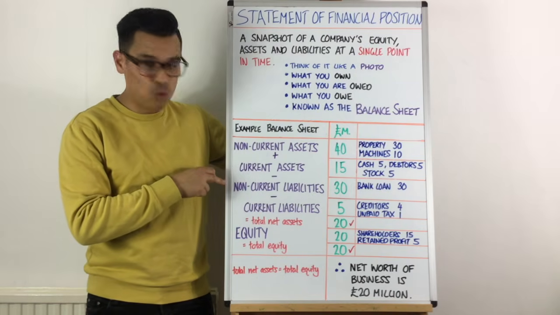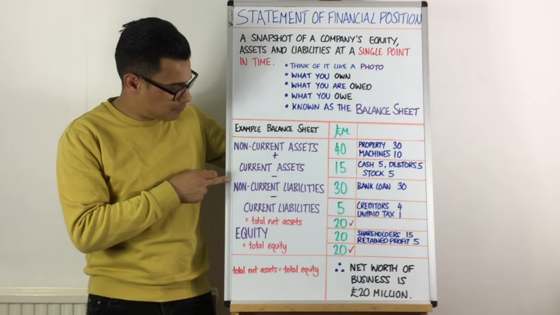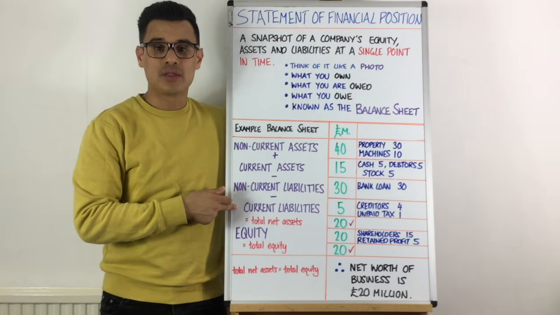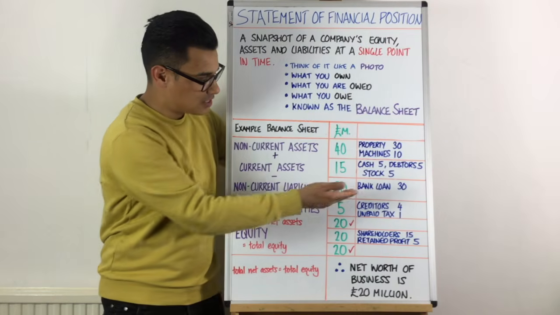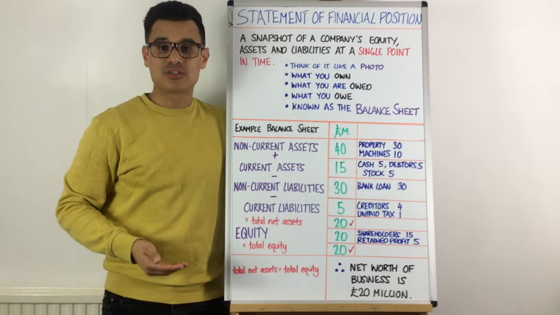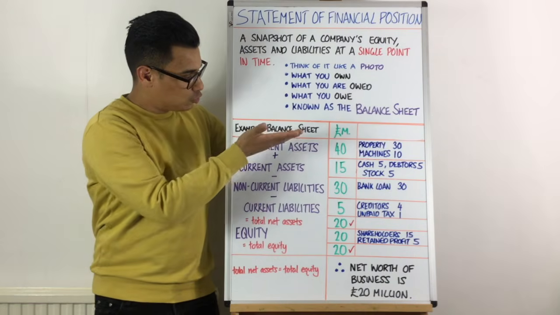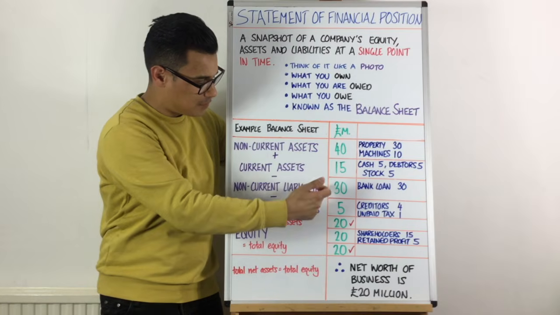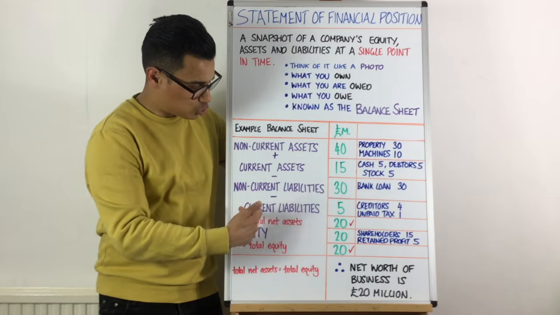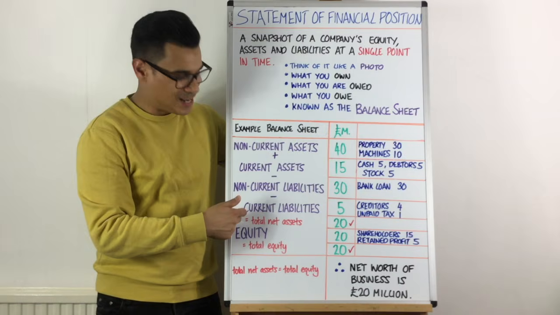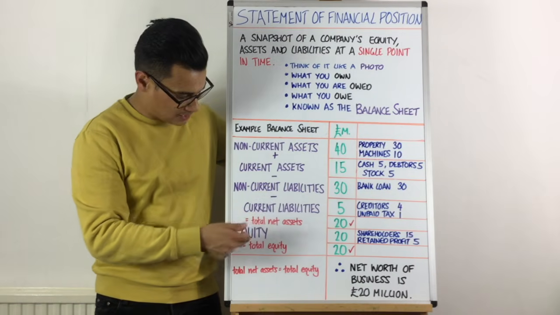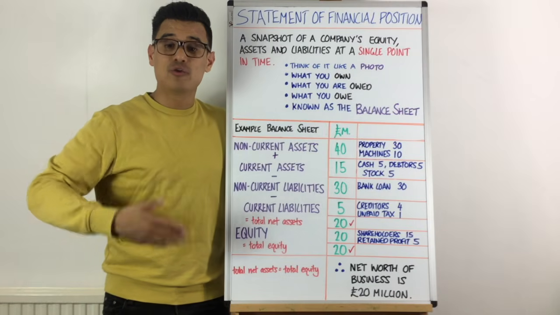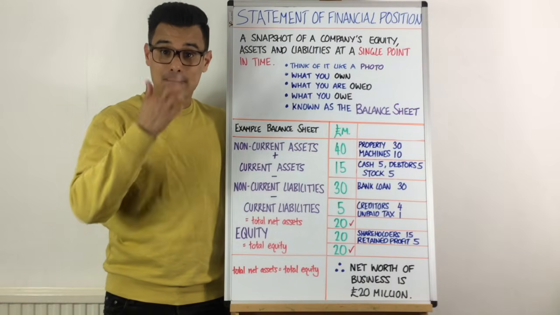And you take away all the things that you owe in the long term, being your non-current liabilities, such as a bank loan, and in the short term, being your current liabilities, such as creditors or any tax that you need to pay. So your long-term assets plus your short-term assets minus your long-term things that you owe minus your short-term things that you owe comes to your total net assets. And your total net assets must equal your total equity. It must balance. Let's go through a numerical example of a balance sheet.